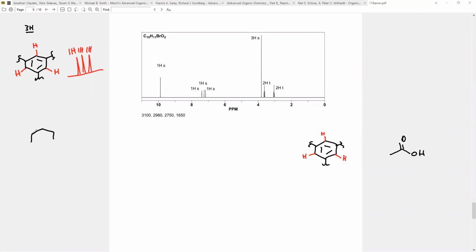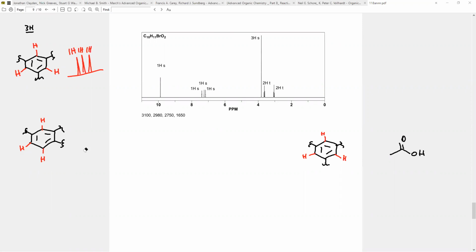Now, let's say I keep two of these hydrogens the same. So maybe I keep this here and I keep this here, so these hydrogens stay the same, but this hydrogen on the bottom right moves in a little bit closer. Now I have two hydrogens that can couple with each other, and I have one hydrogen that's all by itself. What would this look like?